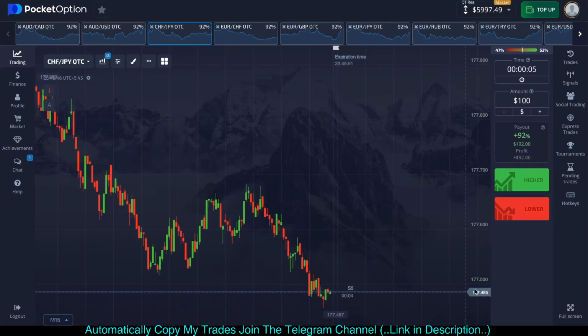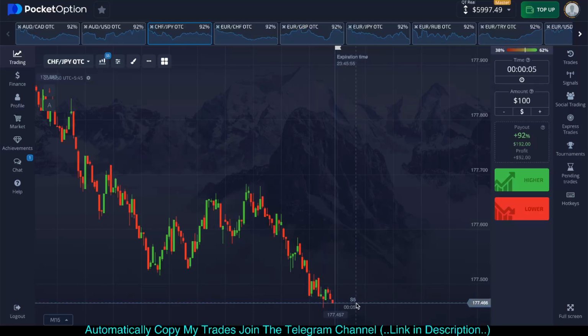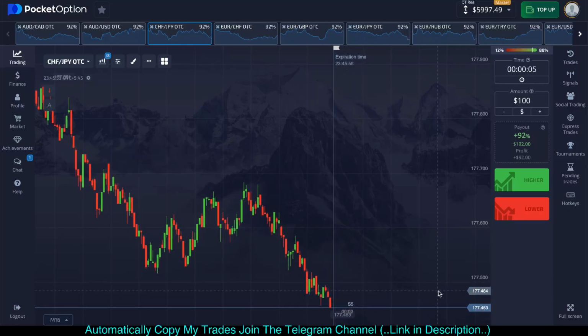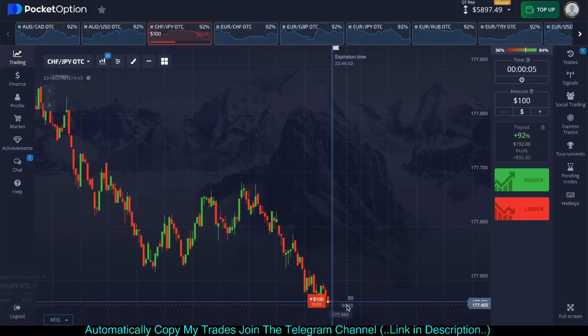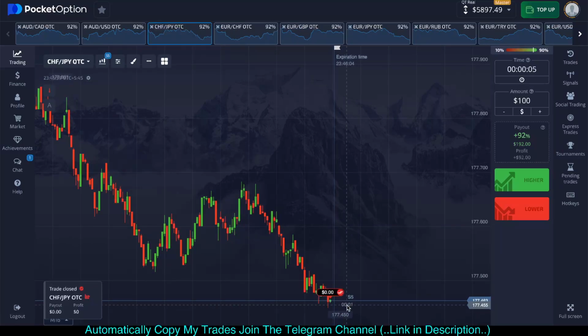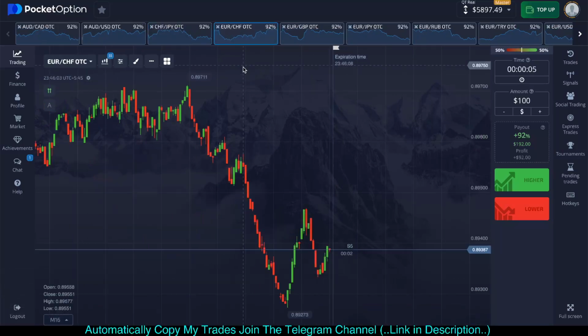But it seems like it is not going to come to this area, so let's wait. Again it is trying to fall down, so it is falling down. So what you can do is make a trade by clicking on lower by taking a risk. Let's see what happens in this trade. So we made a loss anyway. Now let's move to another.